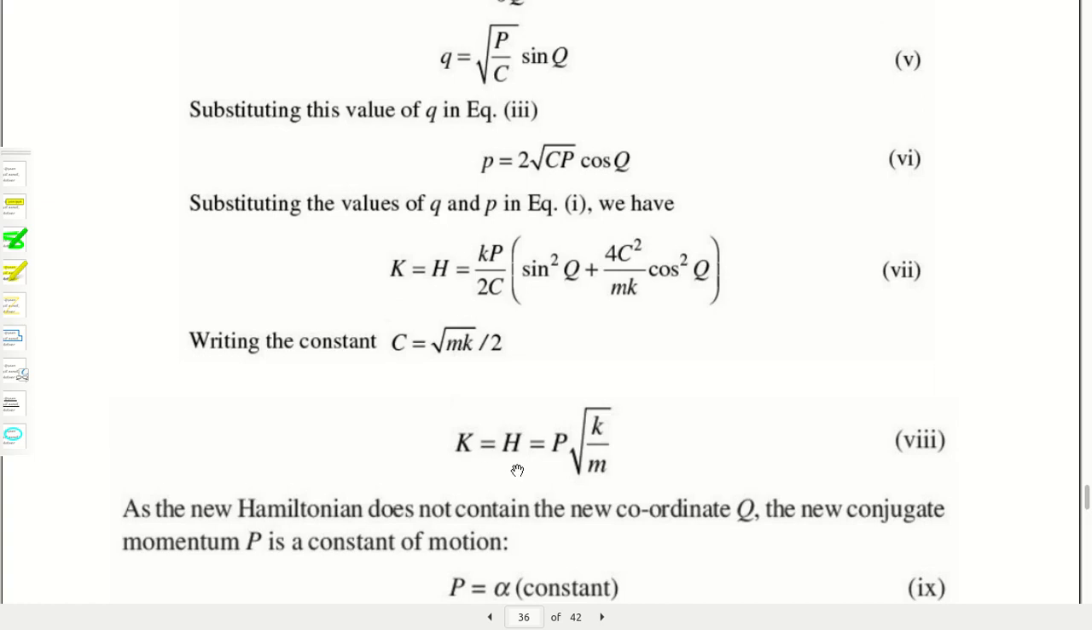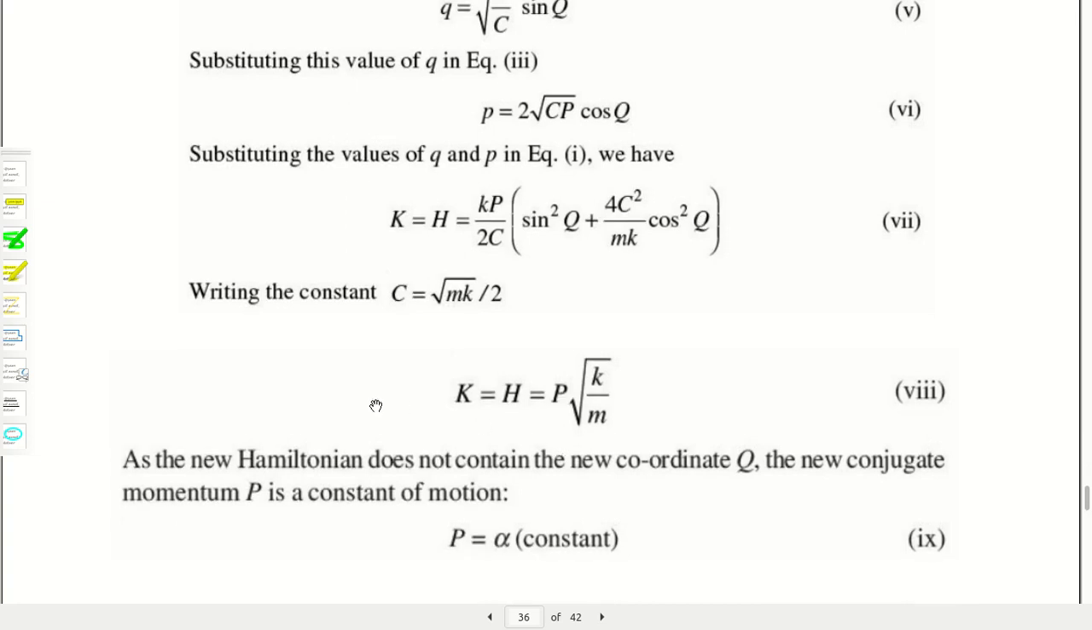So it will give you the new Hamiltonian, K, which is equal to capital P into root under of k by m. Now what is P? P is the new momentum in the new coordinate system. As the Hamiltonian doesn't have any coordinate, capital Q is missing here. Q is missing here, that means Q can be called a cyclic coordinate.